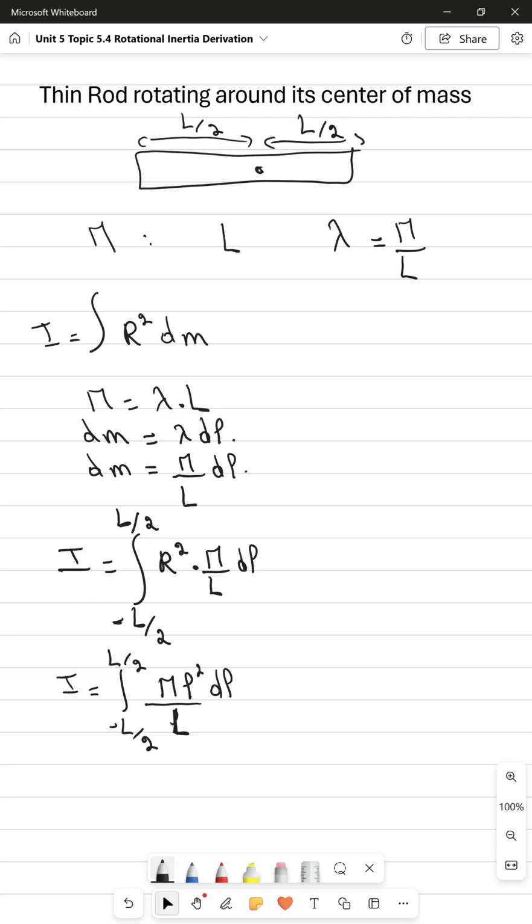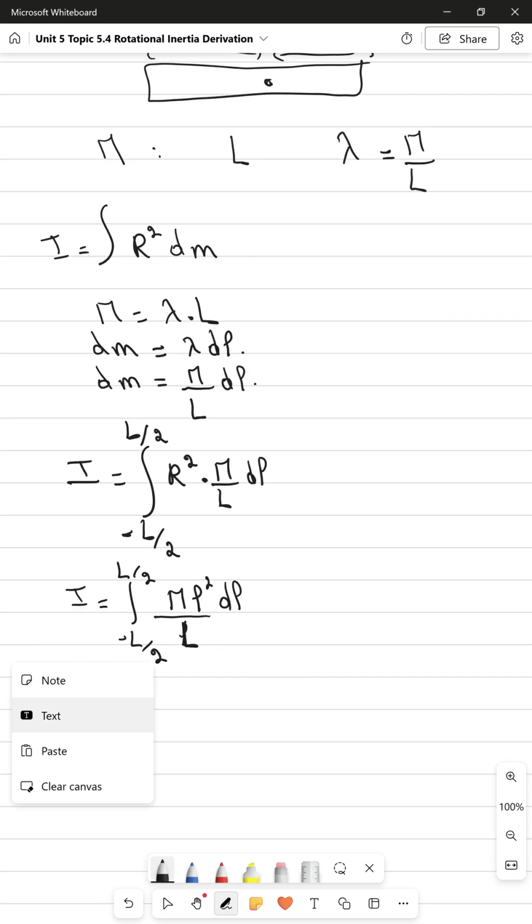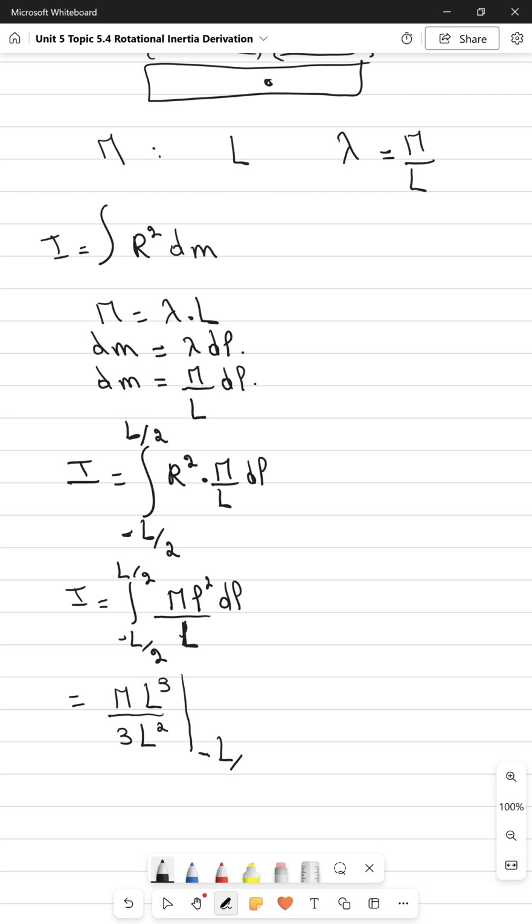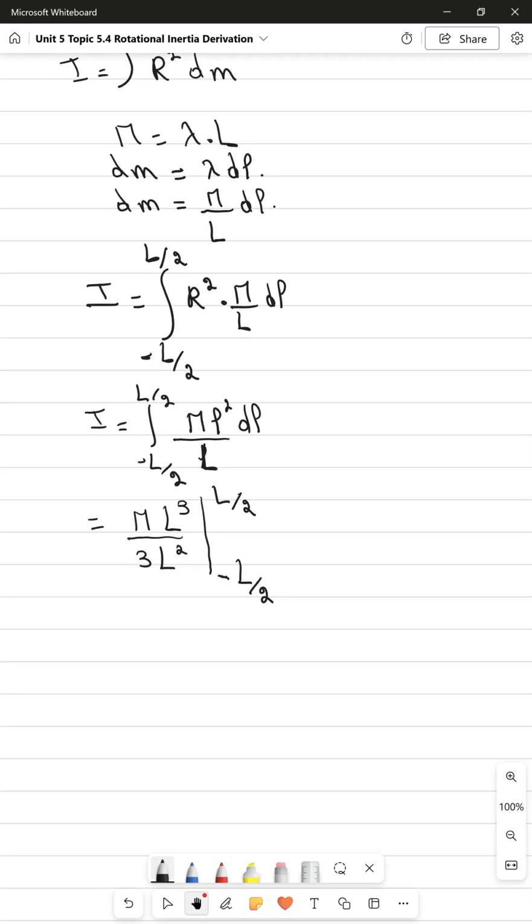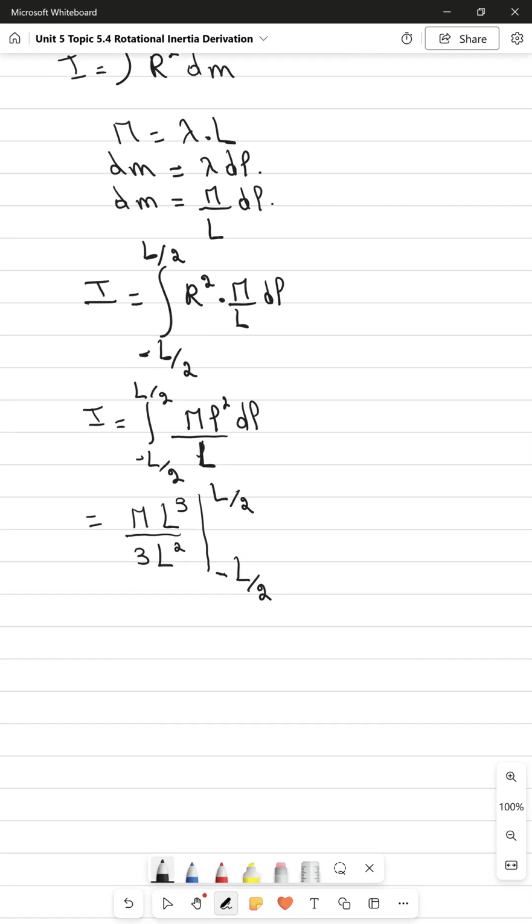When we do this integral, when we integrate, we will get m l cubed over 3L from minus L over 2 to L over 2. Now, when we replace L over 2 and minus L over 2, we are going to get m L squared over 12.